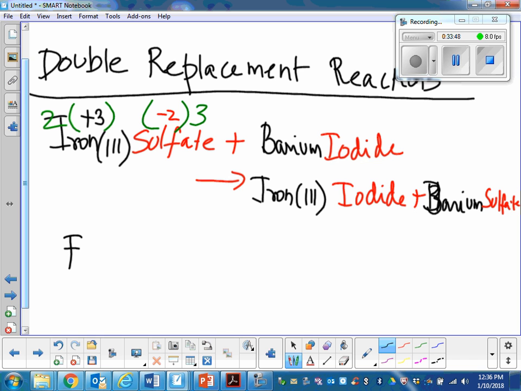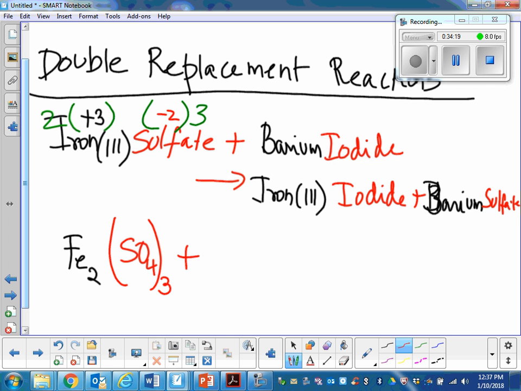Fe, and then you're going to put the 2. Very good. Sulfate is SO. Give me its hands. Don't forget its hands. I call the subscripts the hands. So that's just 4. And then what? 3. So parentheses and 3. Okay.